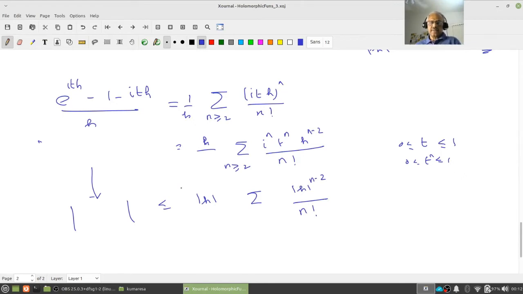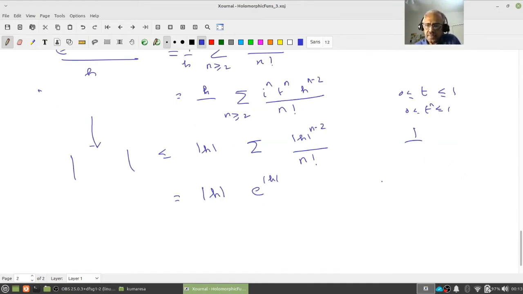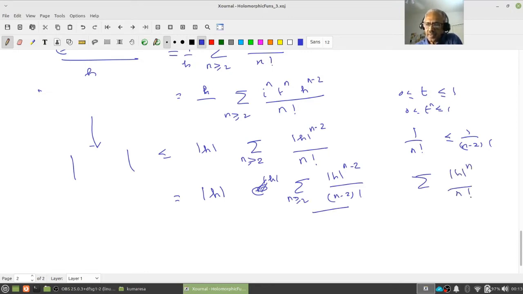Okay. So, now remember 1 by n factorial is less than or equal to 1 by n minus 2 factorial, and n is greater than or equal to 2. Therefore, this object is less than or equal to mod h to the power n minus 2 by n minus 2 factorial, n greater than or equal to 2. This is same as saying mod h to the power n by n factorial, n running from 0 to infinity, which is e to the power mod h. Therefore, I have shown this fellow is less than or equal to mod h into e to the power mod h. See, now independent of t.